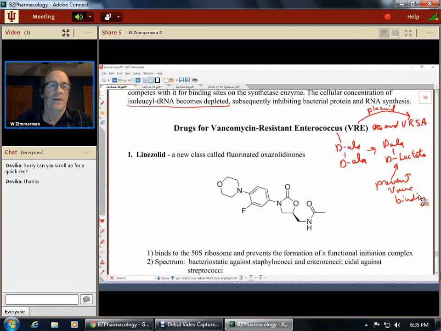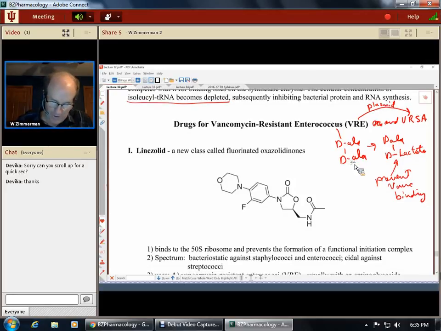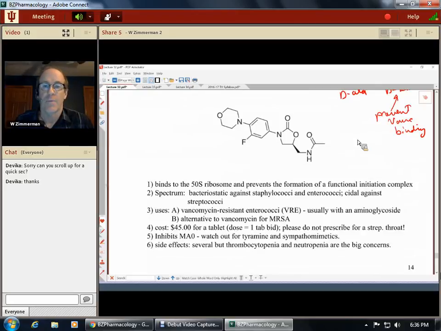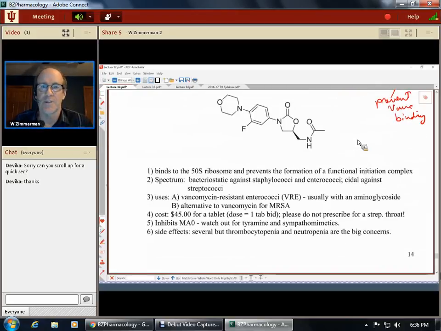So, some big guns that we've got. Linezolid. Strange looking structure there compared to anything else we've seen. But again, it binds the 50S ribosome, prevents the formation of a functional complex. Like most protein synthesis inhibitors, it's static. Against staph and enterococci, it actually has some stronger activity against strep.